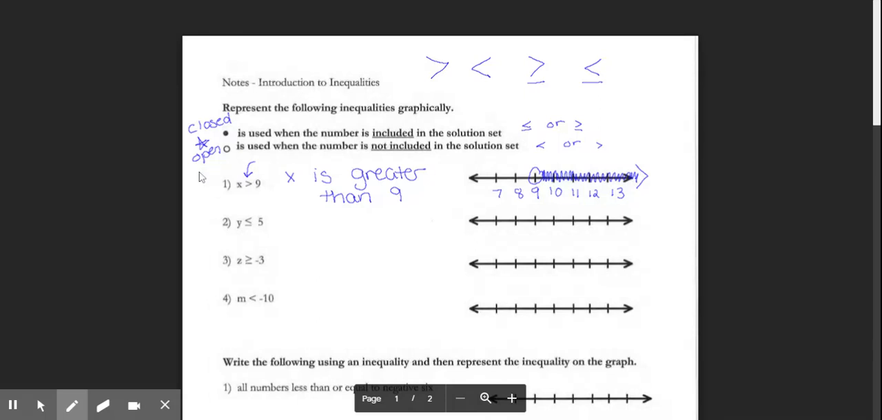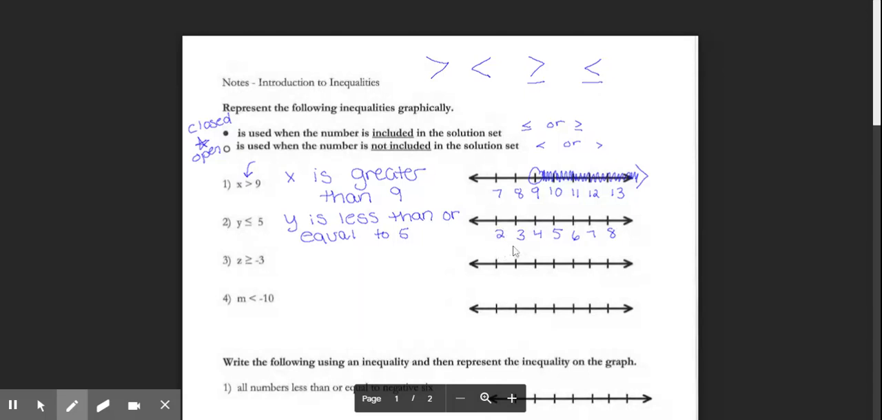Problem 2. In words, this says y is less than, and because it has this underline here, that underline means or equal to 5. So this time I'm looking for all the numbers that are smaller than or equal to 5. Because I have that underline, and because this is allowed to be equal to 5, I'm going to use a closed circle. So let's set up our number line. Start with the number 5. You can put it anywhere you want. And label some numbers that are bigger and some numbers that are smaller.